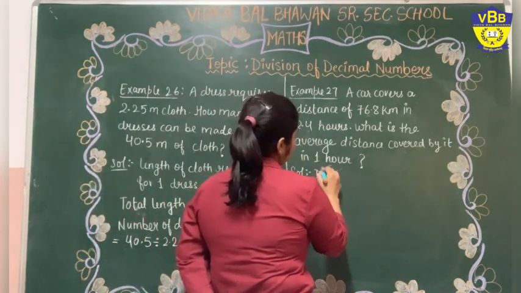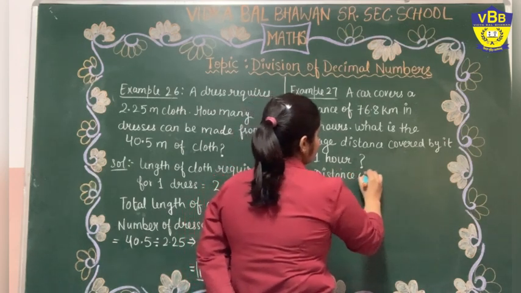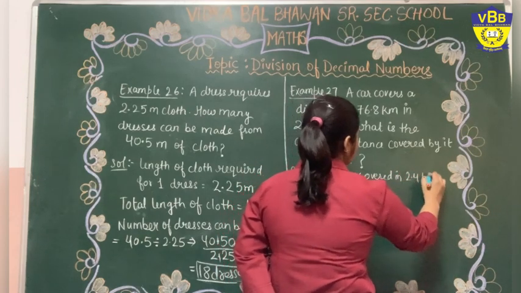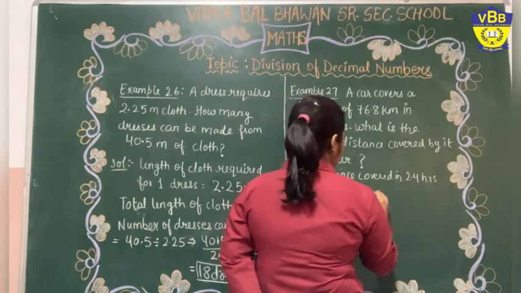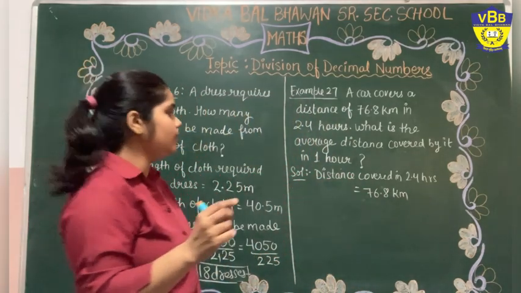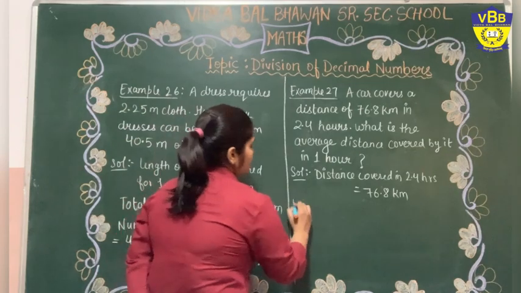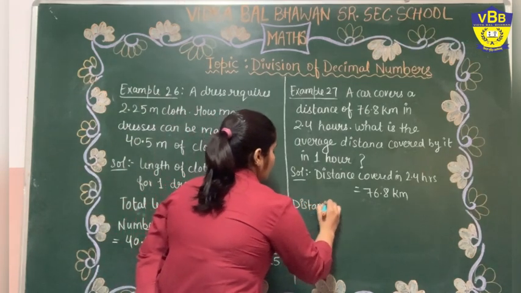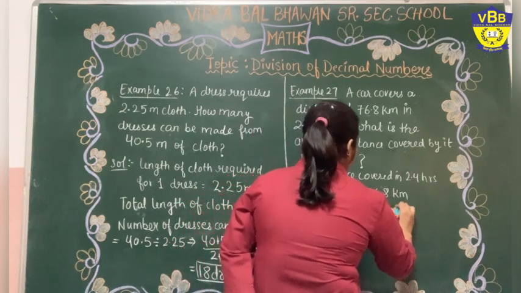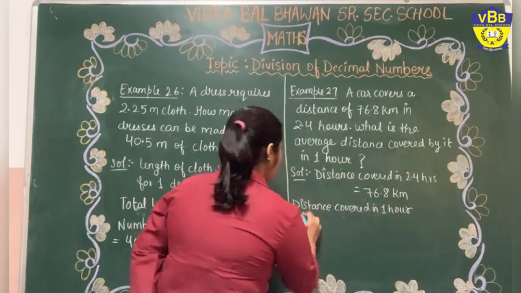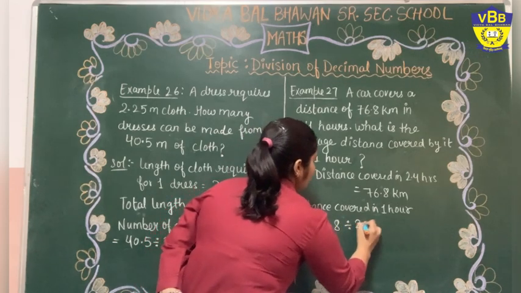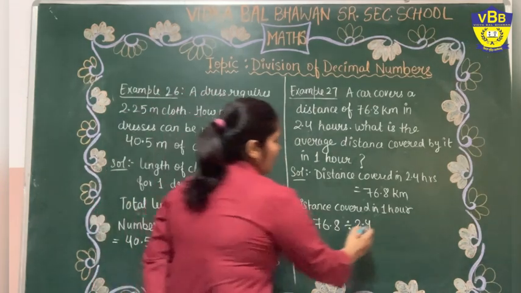So distance covered in 2.4 hours is 76.8 kilometers. Now the question is asking the distance covered in 1 hour. So we will write distance covered in 1 hour. How can we find that? We can find it by dividing 76.8 by 2.4.